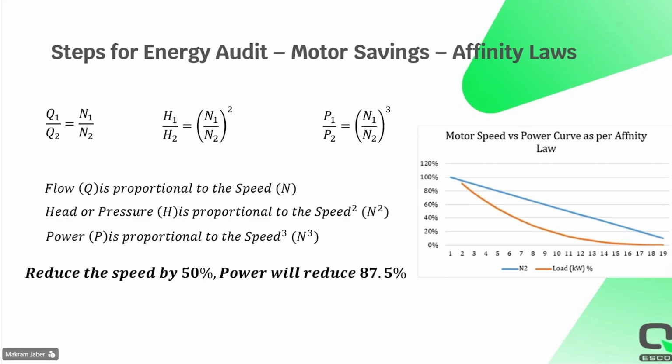And this is the main point here. If you reduce the speed by 50%, the power will be reduced by 87.5%. I'm talking theoretically. So a small reduction in the speed will have a bigger impact on the power. A bigger impact on the power means bigger energy saving.